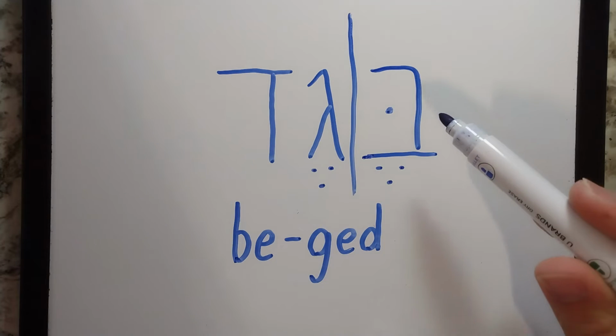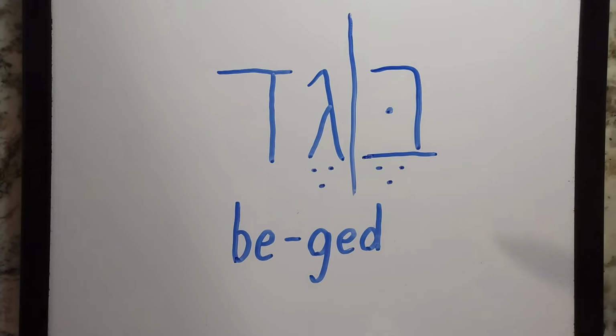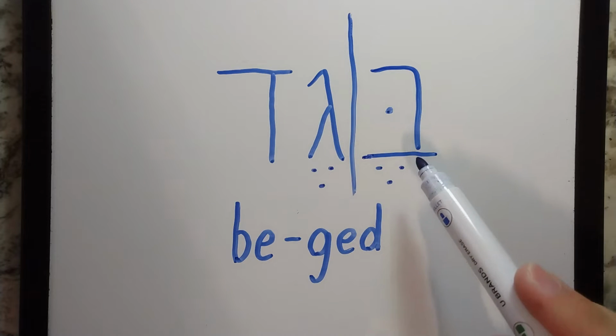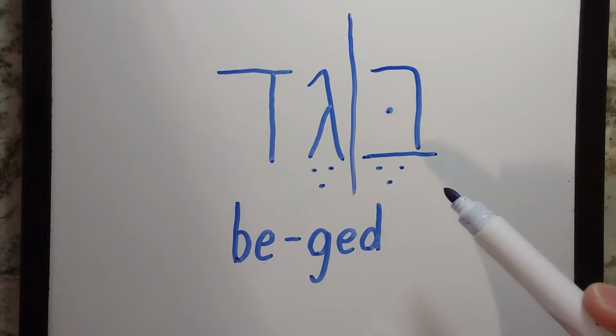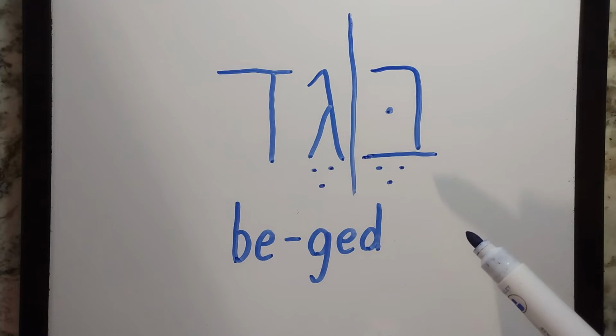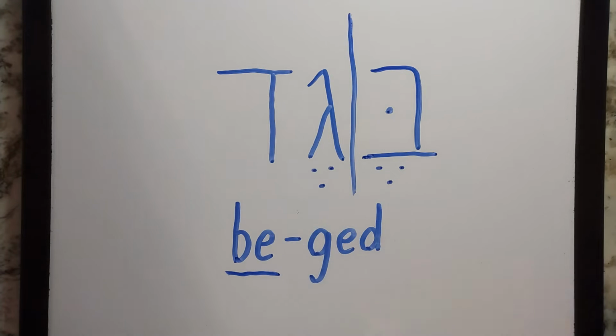We can break this word into 2 syllables, be and ged. Most Hebrew words put the accent on the last syllable of the word, like beged. But if the last 2 vowels of a word are segols, the accent will go on the syllable which has the first segol, which is be. So this word is actually pronounced beged, with the accent on the be.